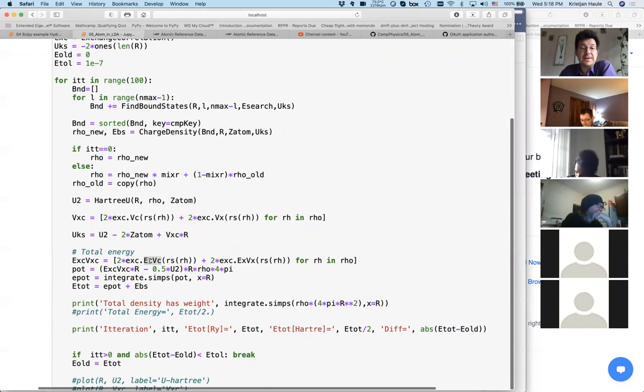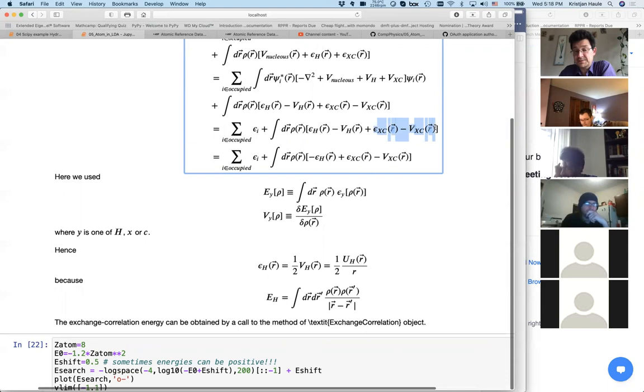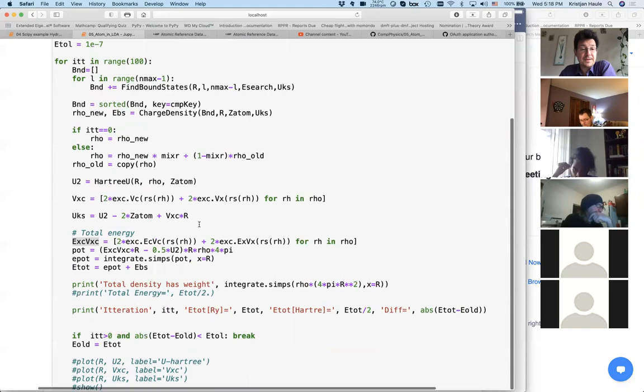Okay, so this ECVC again is the correlation part, and then EXVX is the exchange part. So the two together are the exchange correlation minus V exchange correlation. So energy density minus potential. Okay, so this part EXC VXC is given now in Rydberg because of the factor of two. And this is exactly this part, E exchange correlation minus V exchange correlation, okay? So keep in mind that this difference is just this quantity, EXC VXC.